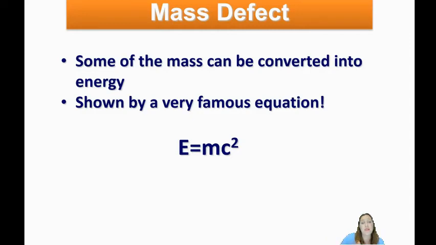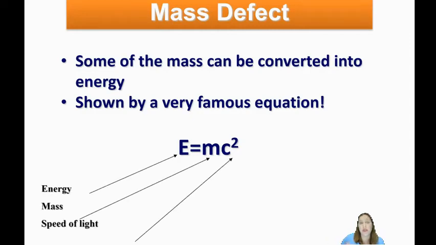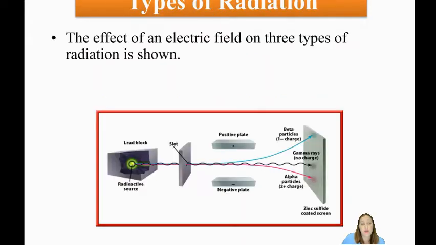So some of the mass that's going to be converted into energy is going to be calculated through this E equals mc squared. So you figure out how much energy is needed to be converted, and then you divide by the speed of light squared, and that's going to show you what the mass change is going to be. Or you could look at it the other way and figure out how much the mass change is going to be times the speed of light squared, and that's going to tell you how much energy is going to be released in the reaction.